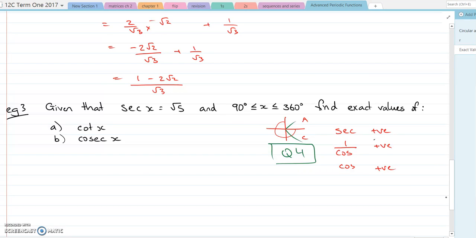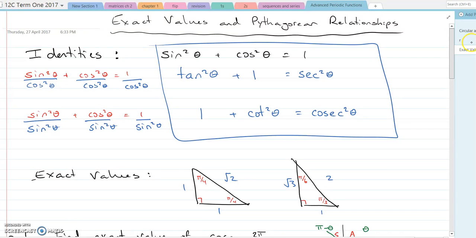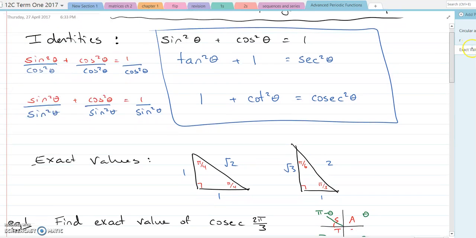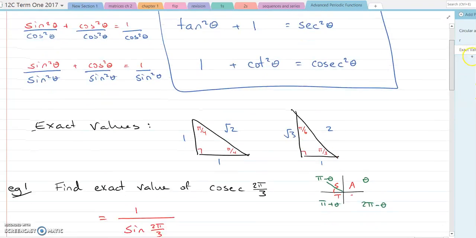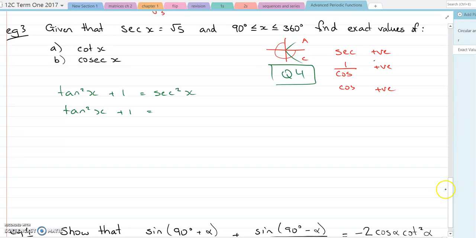So, cotangent of x. Well, cotangent and secant. Let's see if these little identities we've got up here help at all. Sec and tan squared. I've got tan squared plus 1 equals sec squared. Let's try that one. Tan squared x plus 1 equals secant squared x. So tan squared x plus 1 equals square root of 5 squared, which is 5.